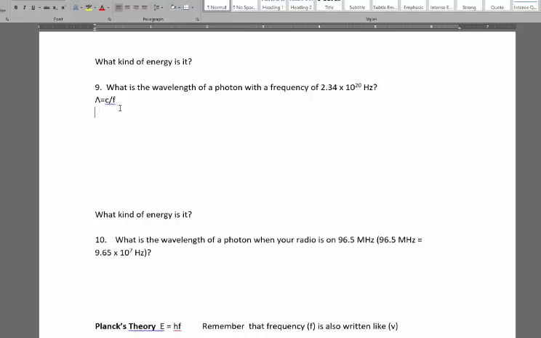So when we plug everything in, wavelength equals 3 times 10 to the 8th, because remember that never changes, divided by 2.34 times 10 to the 20th hertz.